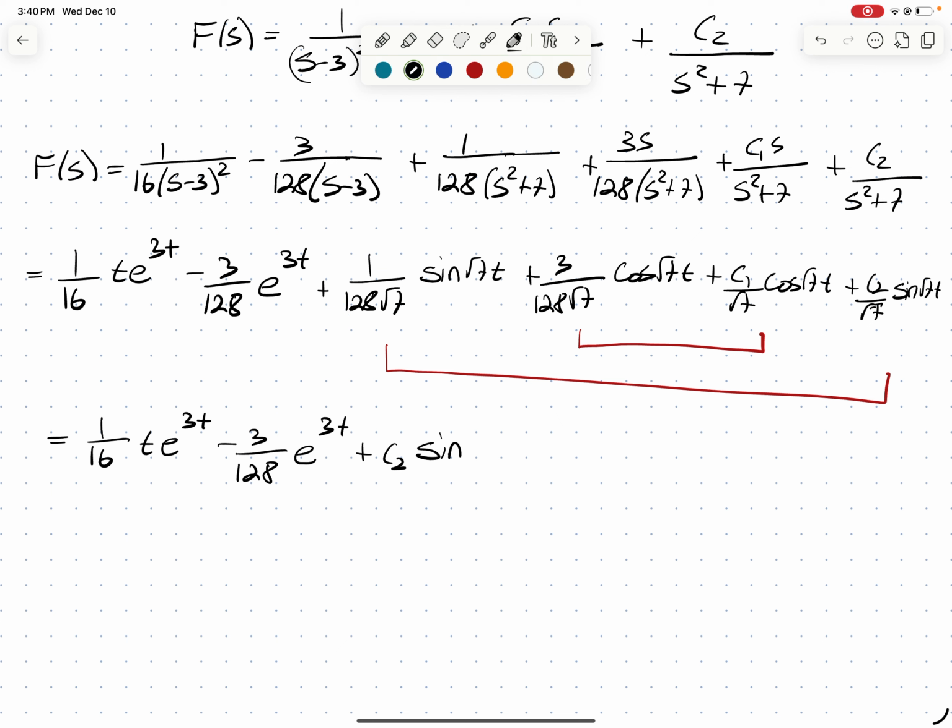So I end up with c2 sine of root 7 t plus c1 cosine of root 7 t. And maybe I should have switched the order here so that I had c1, c2, but it doesn't really matter. That's it. That's how you solve it using Laplace. Oh, I guess I never wrote down x of t. There we go. That's it. Now we're done. And if you had initial conditions, then you'd be able to get those values exact.